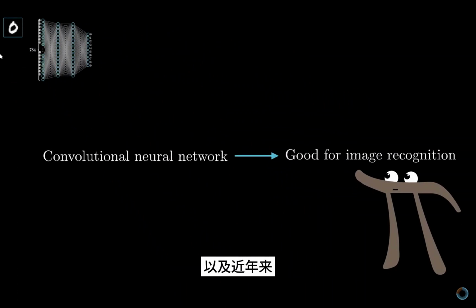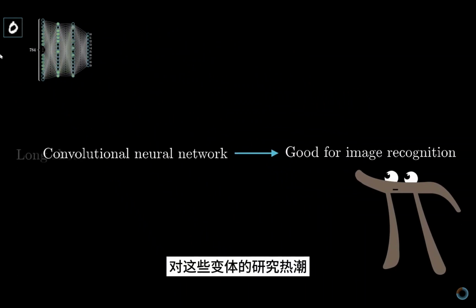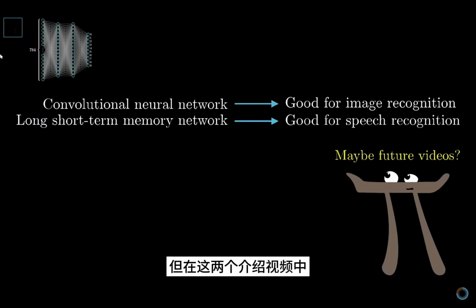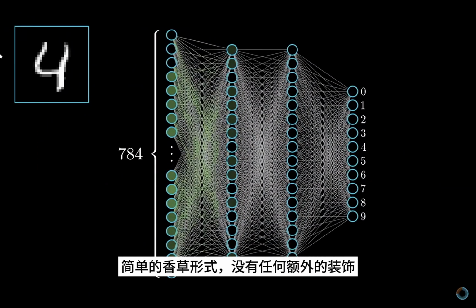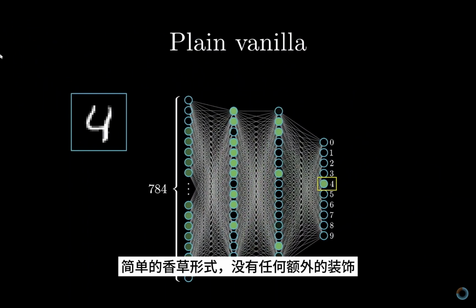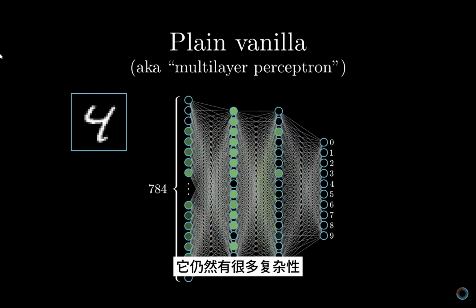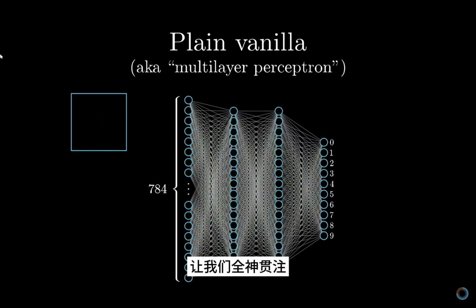There are many variants of neural networks, and in recent years there's been sort of a boom in research towards these variants, but in these two introductory videos, you and I are just going to look at the simplest plain vanilla form with no added frills. This is kind of a necessary prerequisite for understanding any of the more powerful modern variants, and trust me, it still has plenty of complexity for us to wrap our minds around.